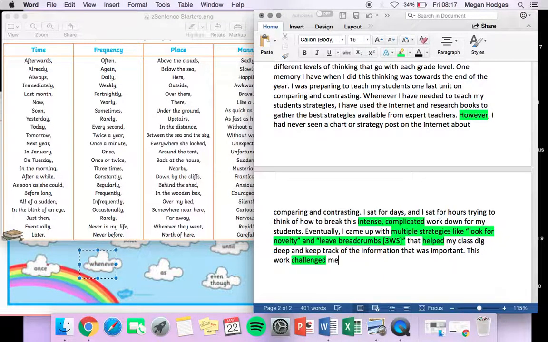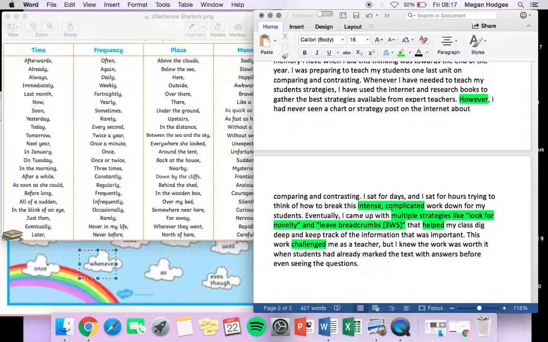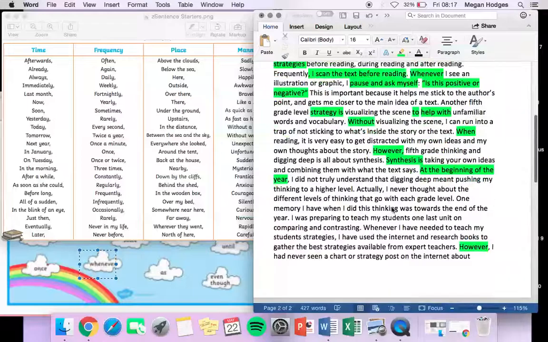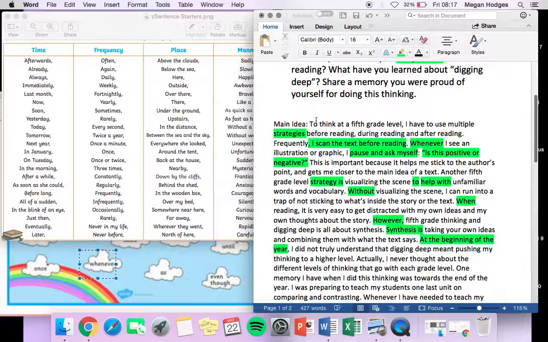This work challenged me as a teacher, but I knew the work was worth it when students had already marked the text with answers before even seeing the questions. Okay, and you guys know what I'm talking about. That was a pretty cool memory for me. Okay, so this was my response.